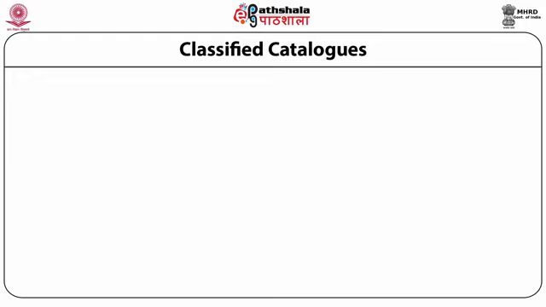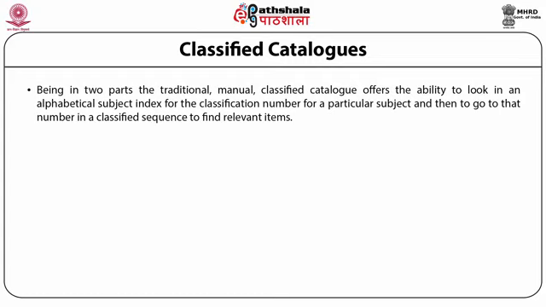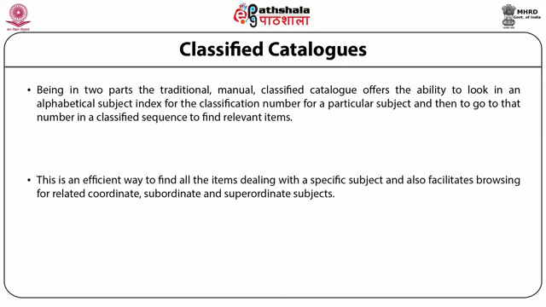Classified catalogues. The use of classification in a classified catalog is the core of the method and procedures to search catalogs. Being in two parts, the traditional manual classified catalog offers the ability to look in an alphabetical subject index for the classification numbers for a particular subject and then go to that number in the classified sequence to find relevant items. This is an efficient way to find all the items dealing with a specific subject and also facilitates browsing for related coordinate, subordinate, and superordinate subjects.